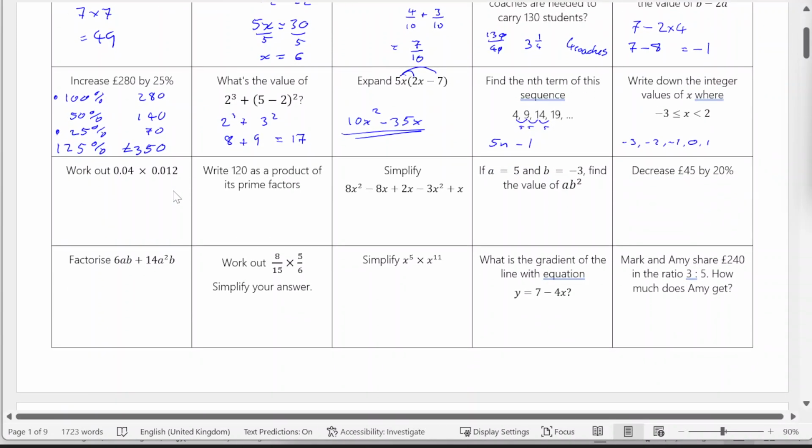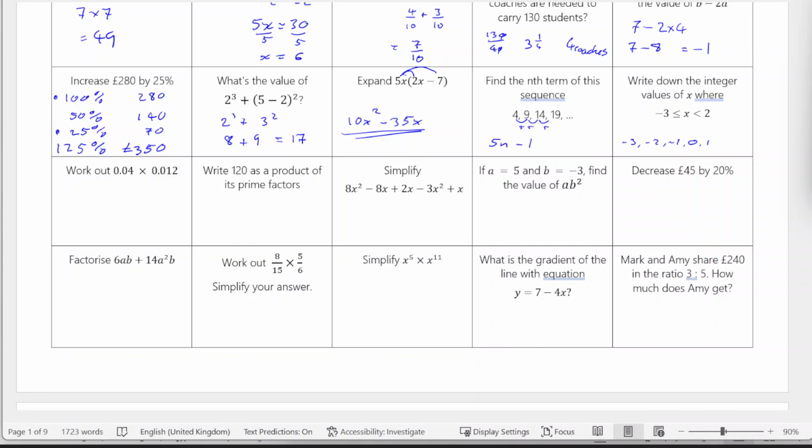Okay, next row, work out 0.04 times 0.012. So I'm going to break this into 4 times 12 would be 48, and in effect we need 5 decimal digits, so I need an extra 3 zeros after the decimal point. So I'm looking at 0.00048. My next one is write 120 as a product of its prime factors.